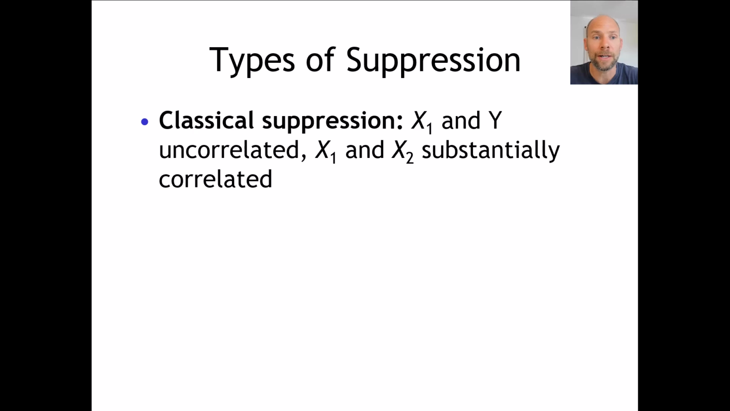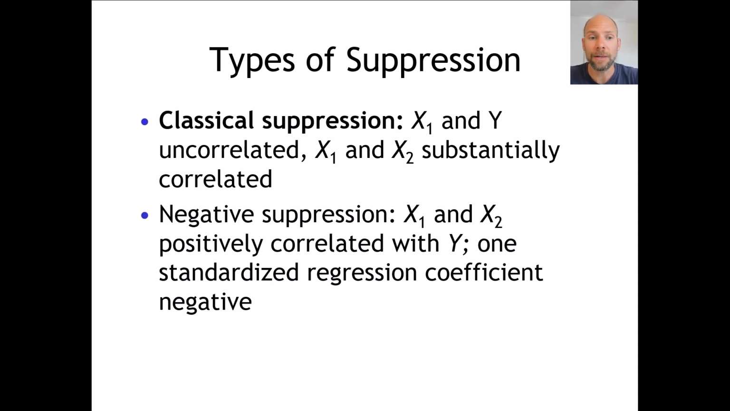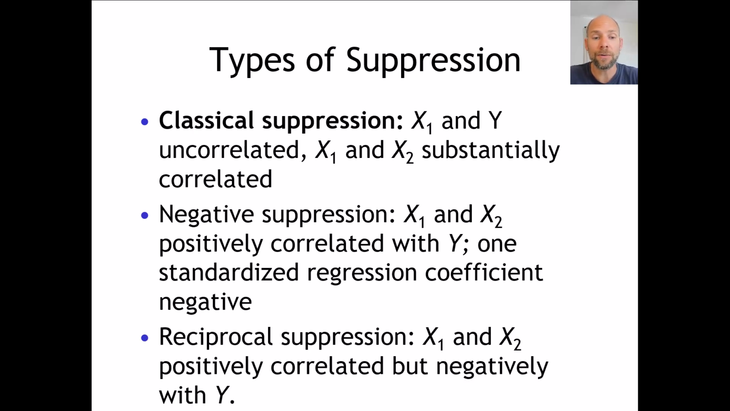Classical suppression we already discussed, where x1, the suppressor, and y are uncorrelated or nearly uncorrelated, whereas x1 and x2 are substantially correlated. Negative suppression means that x1 and x2 are both positively correlated with y. However, one of the standardized regression coefficients is negative. And then there's also reciprocal suppression, where x1 and x2 are positively correlated, but they're negatively correlated with y. So a situation like that can also occur.